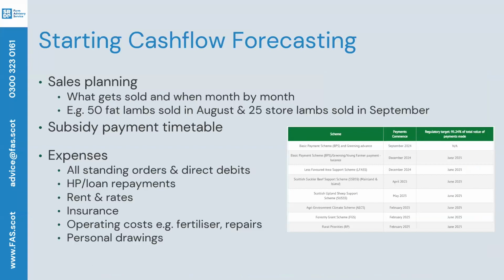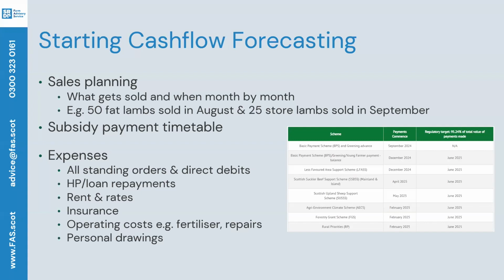Knowing where all of your income and expenses fall within the calendar year is really important. I'll shortly put an example of a cash flow forecast on the screen and you'll see how I have laid them out. For your sales, as I've said already, knowing what your total sales figure is fine if we're just looking at profitability, but actually we need to consider for cash flow purposes where these sales fall within the period. So for example, if you sell 50 fat lambs in August and 25 stores in September, then in your cash flow forecast, that's where we expect to see the income.